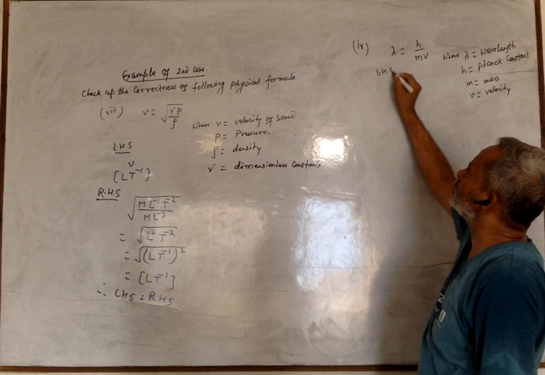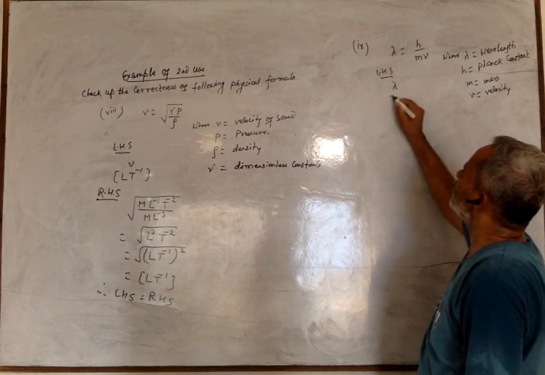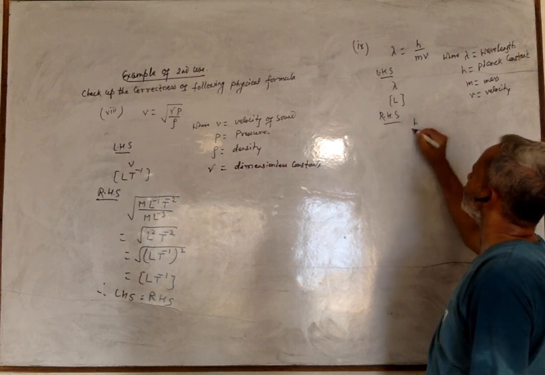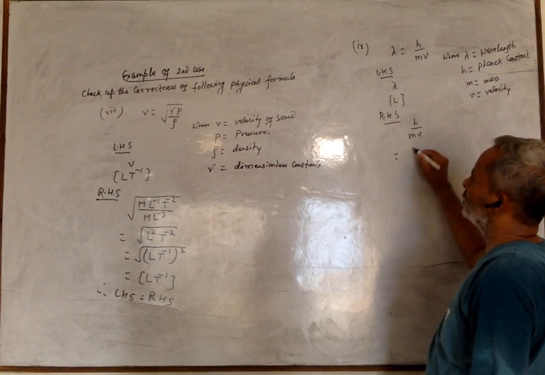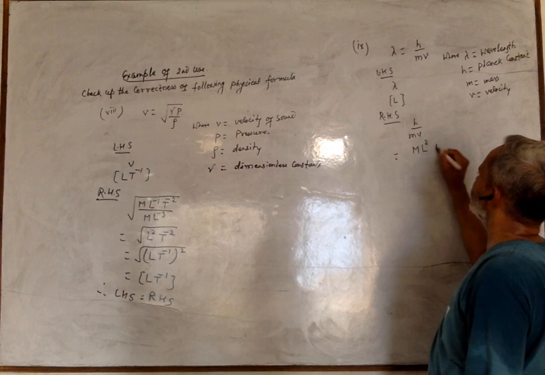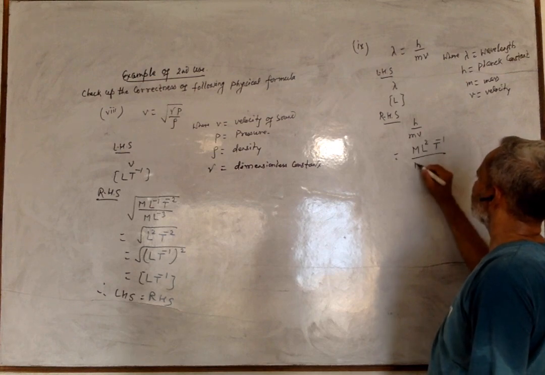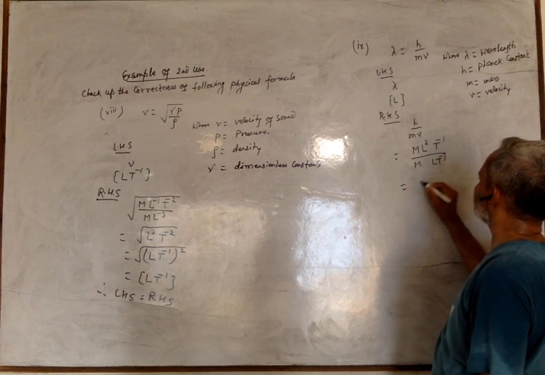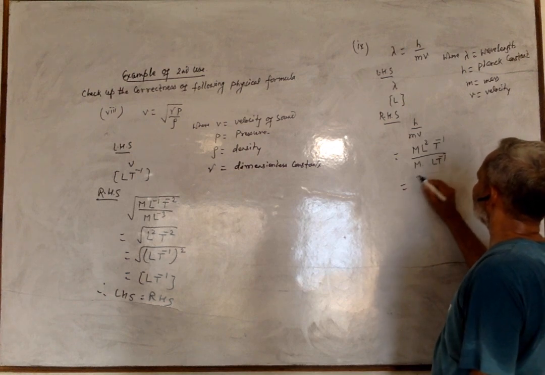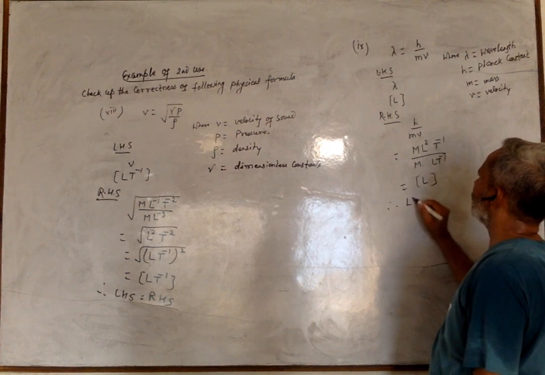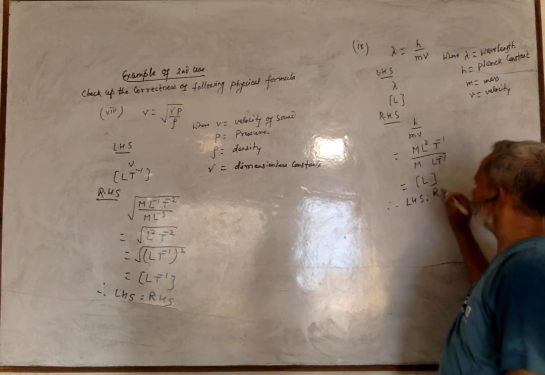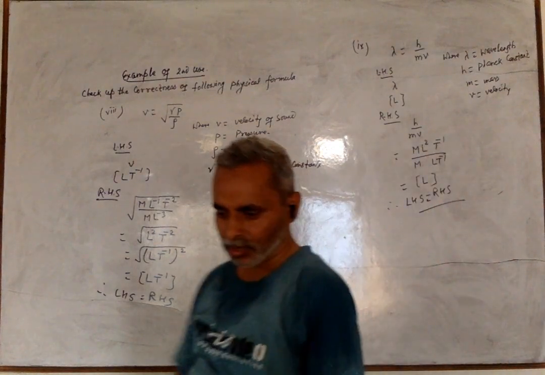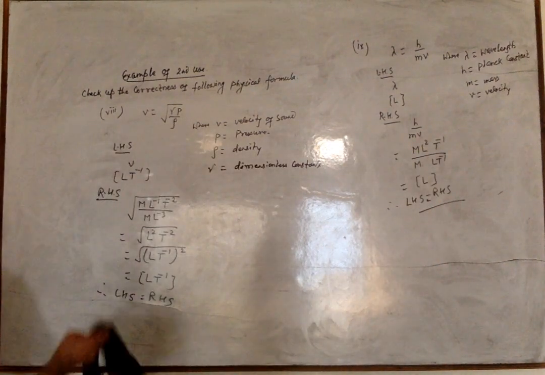LHS: lambda, L. RHS: h by mv, it is equal to ML^2 T^-1 by M, LT^-1, then the remaining L. Hence LHS equal to RHS. Hence the formula lambda equal to h by mv is dimensionally correct.